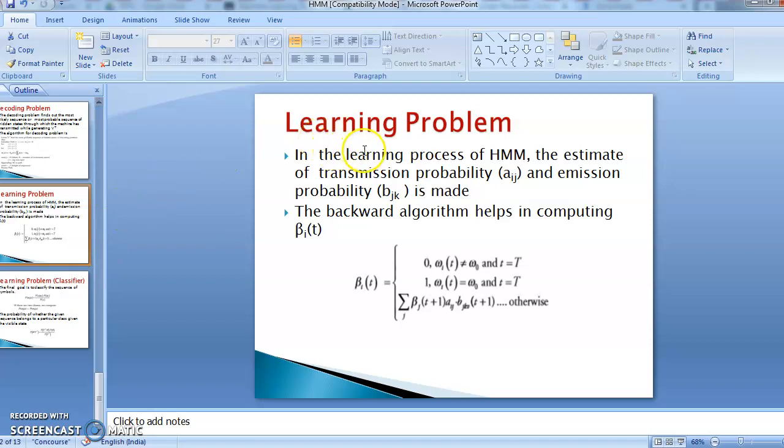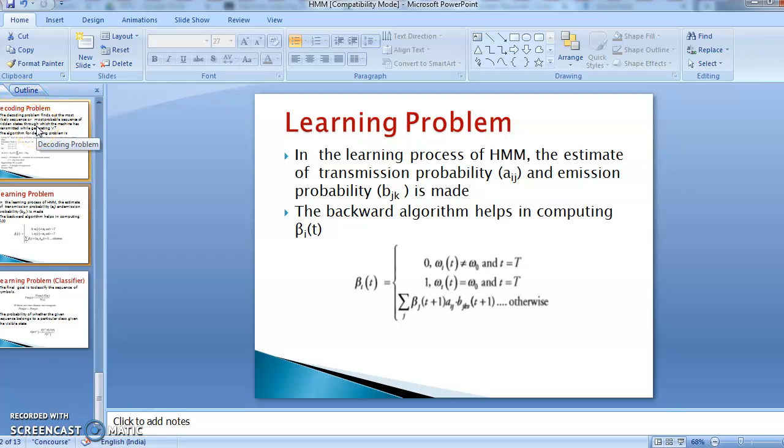The learning problem means that, generally, for every probability we have seen learning coefficients. So here also, in the learning problem, there are all the transition probabilities and emission probabilities. How can we effectively adjust these parameters, the transition probabilities or emission probabilities? So the learning problem decides how we can optimize the solution and adjust those parameters.